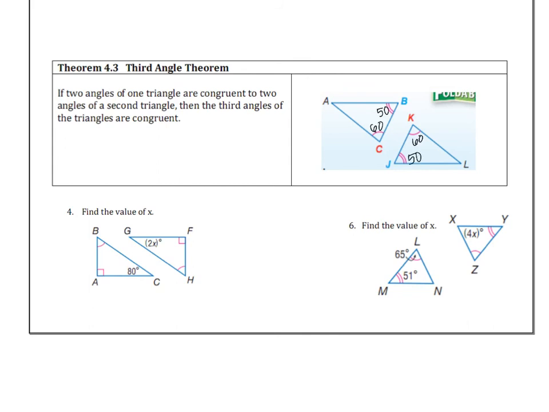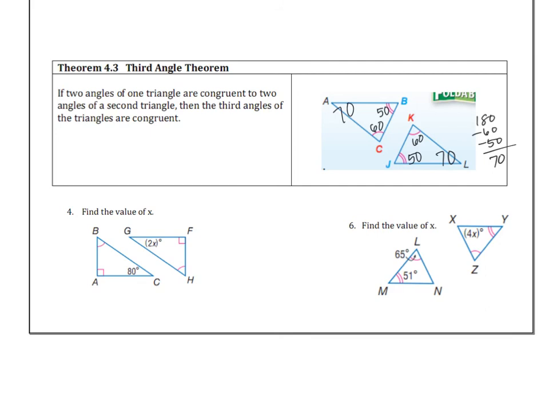But think about a triangle. 180 minus 60 minus 50 is 70. So that third angle, even though it wasn't marked, I know that has to be 70, and so does this one. So what this theorem says is if you know two of the angles are congruent in one triangle compared to the other triangle, then the third angles also have to be congruent.